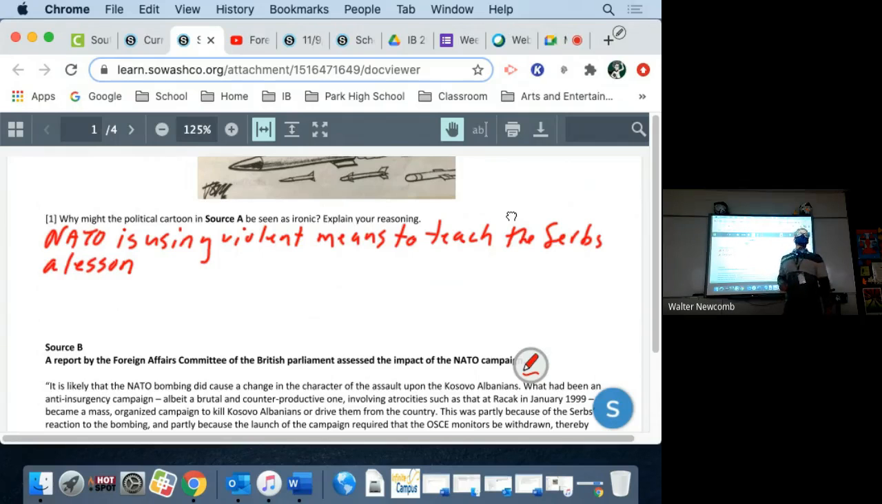Did I reference the source in here in any way? If I forget to, I can do this at the end. I can do that at the end. So now that's how we know that it's coming out of source A. That was a nice little tip that was mentioned at one of the IB roundtables by a paper one reader, that you can still reference it by just simply doing that. It's kind of like an in-text citation. All right, so NATO is using violent means to teach the Serbs a lesson.